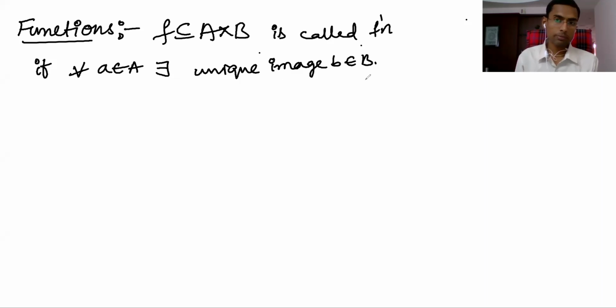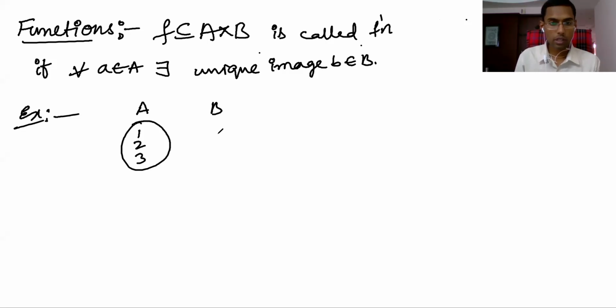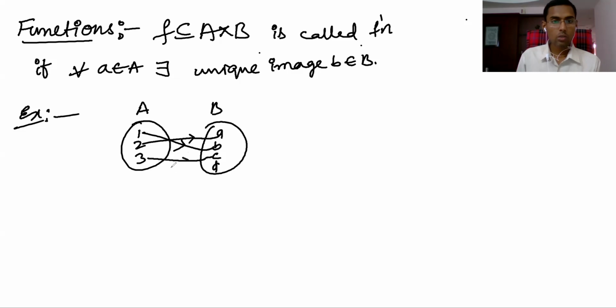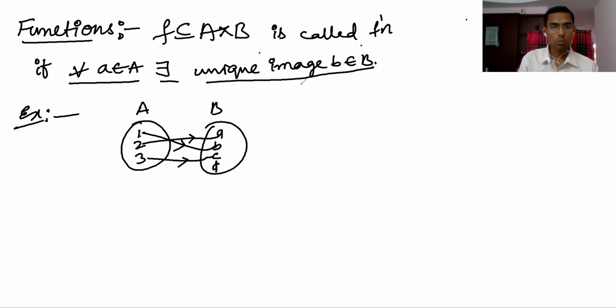So that means for every element, for example, let's take A as 1, 2, 3 and B as A, B, C, D. The image of 1 is A, the image of 2 is A, the image of 3 is C, let's say. This is a function, because for every element in A, that is for 1, 2, 3, there exists a unique image in B. For 1 only one image, for 2 only one image, for 3 only one image. This one we discussed.